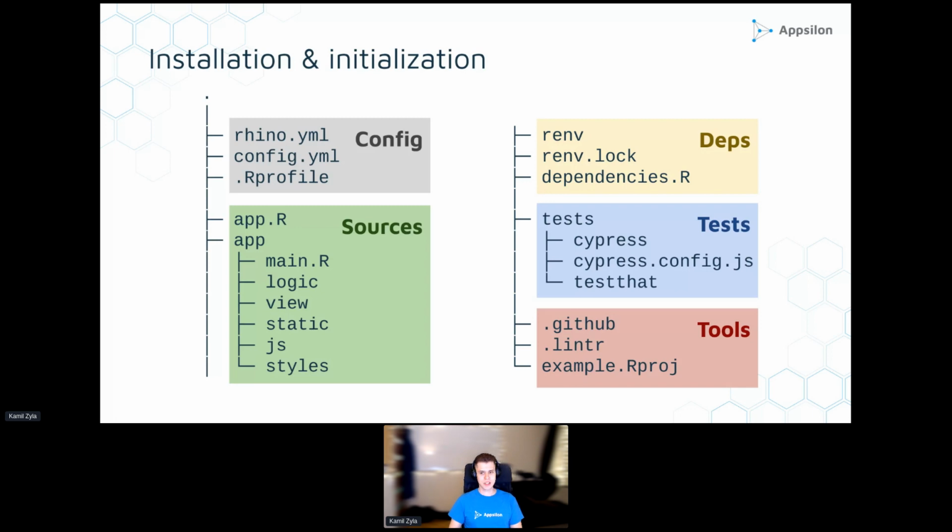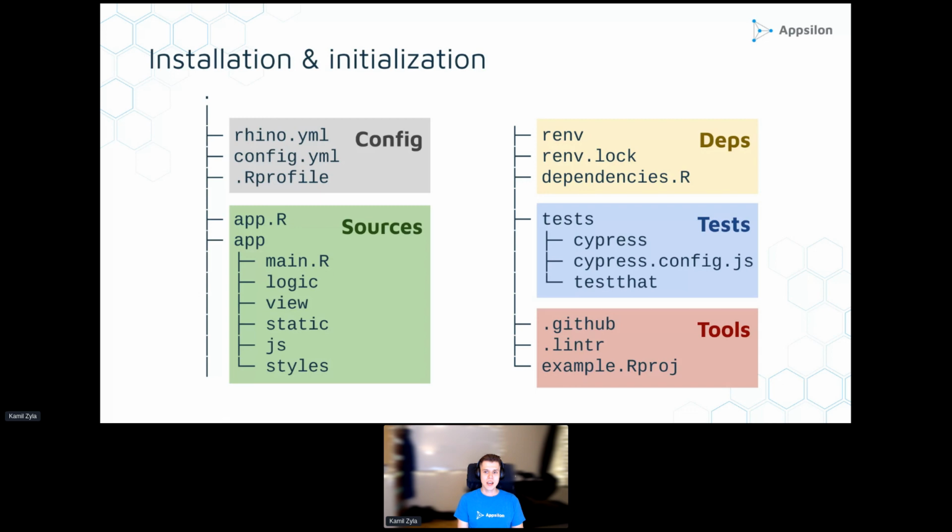Let's move to the 3 boxes on the right. We have dependencies. Rhino uses renv to provide you with an isolated and reproducible environment, meaning that when you install packages, they are installed just for your project, not for your whole system. And it's being very explicit about specifying what dependencies your project uses. So you can see that we not only have this renv.lock file, but we also have dependencies.R, which is a place where you explicitly list the packages which you directly use in your code. We'll see that in action during live coding.